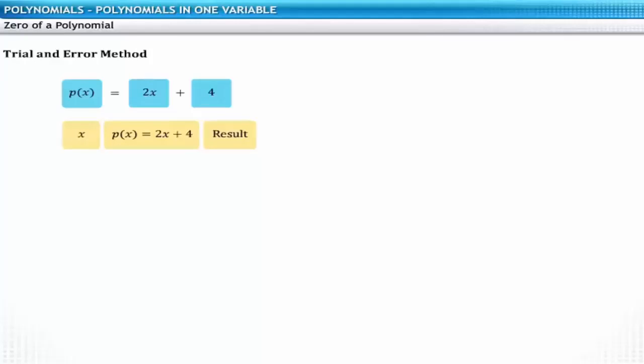To begin with, let x be equal to 1. Substituting 1 in the polynomial, you get 6, which is not equal to 0. If x is equal to -1, then the value of the polynomial is 2, which is also not equal to 0. Try using another value, 2, as the value of x. The value of the polynomial is 8, which is again not equal to 0.